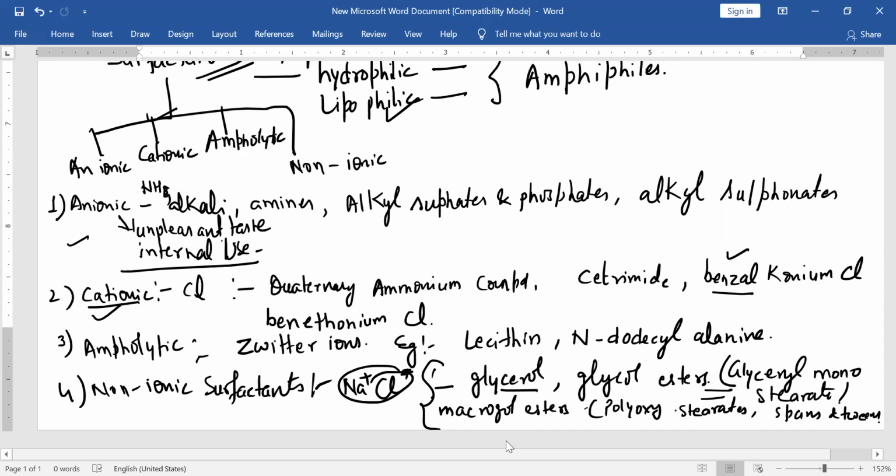Surfactants are used to decrease the interfacial tension of two immiscible liquids. There are four types of surfactants: first is anionic, second is cationic, third is ampholytic, and fourth is non-ionic. In the next class we will continue with the HLB scale. What is the HLB scale? Then what is solubilization, what is detergency, and the last topic is adsorption at solid interface. These three topics will be continued in the next class.